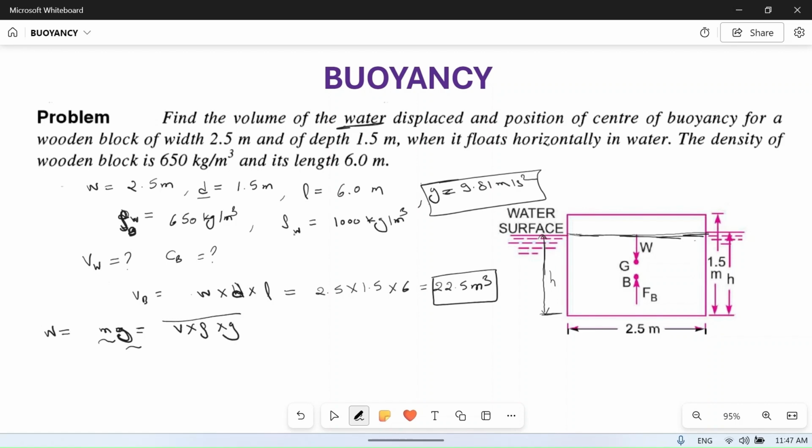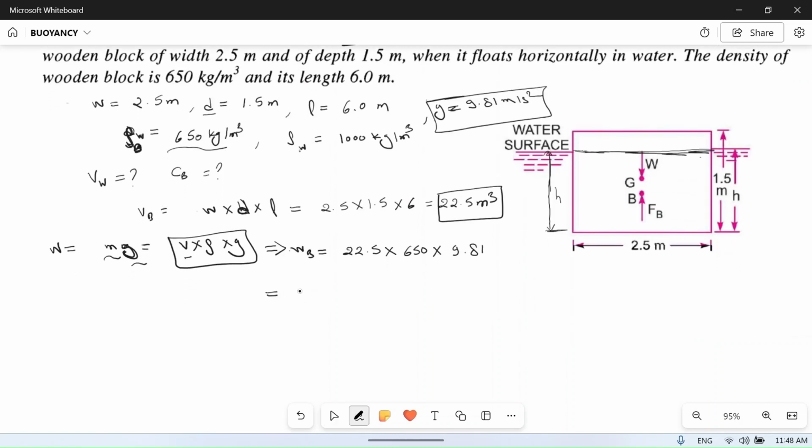Okay, so we'll keep this value. Volume of block. Weight of block, WB, is equal to volume of block, which is 22.5, into density of block, which is given to us as 650 kg per meter cube, into g, which is 9.81 meter per second square. If you calculate it, you will get weight of block is equal to 143,471 Newton. Okay, if you multiply this, then you will get this value.